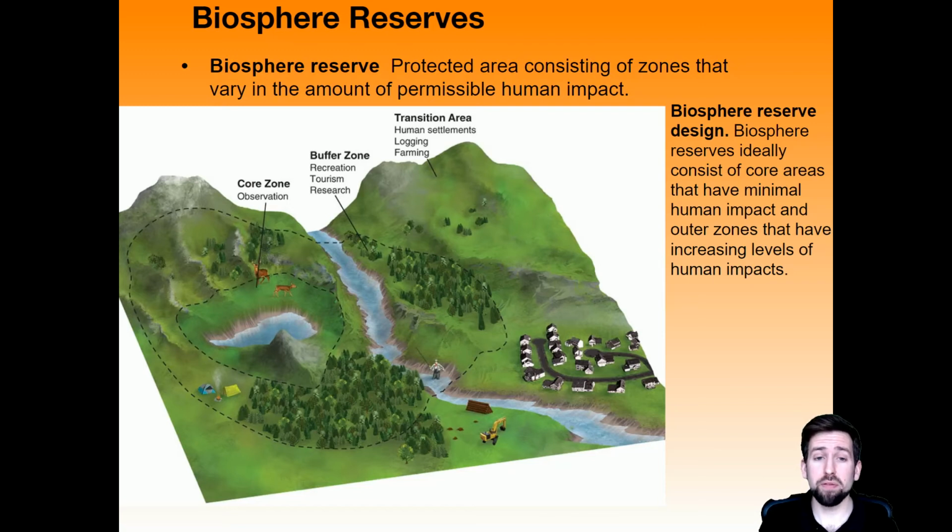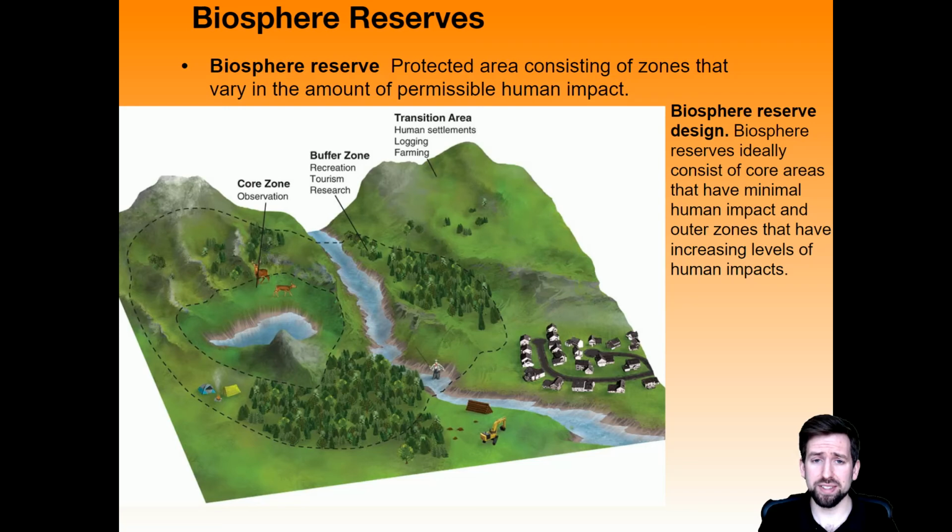Then there is the buffer zone, the outer area that is still slightly protected, just to make sure that there is a buffer space, right? Something to make sure that there's extra space for them to wander and live. There's really only recreation, tourism, and research. Nothing that's going to cause great damage to that ecosystem.